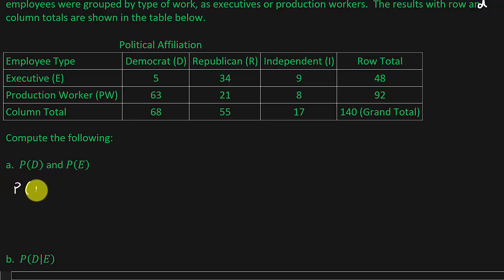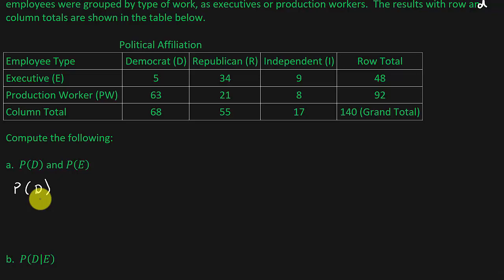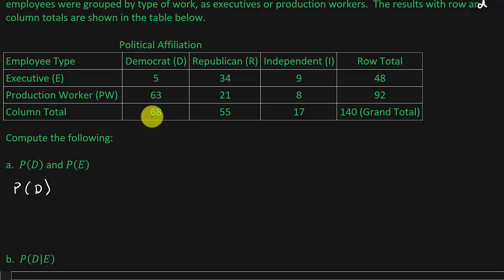We want to know the probability of a Democrat. If we select these people at random, what's the probability that we select a Democrat? Well, how many Democrats are there? There's 68 total Democrats. 5 of them are executives, 63 production workers, but there's 68 total Democrats. So that's 68 over 140, which equals 0.486.